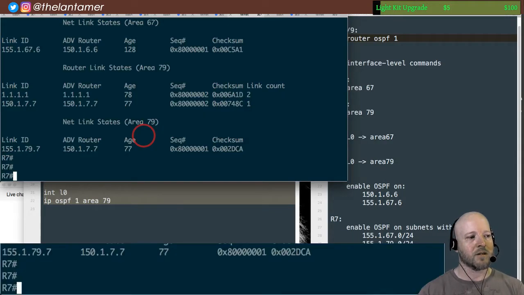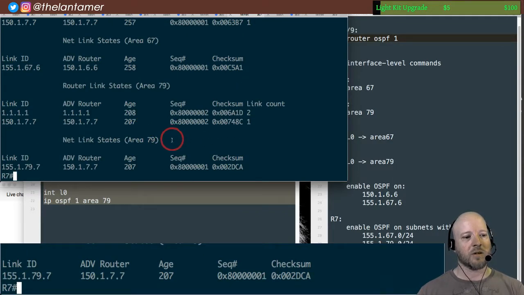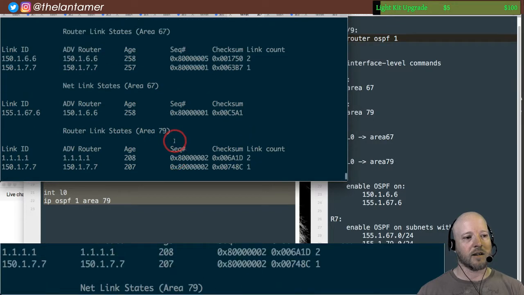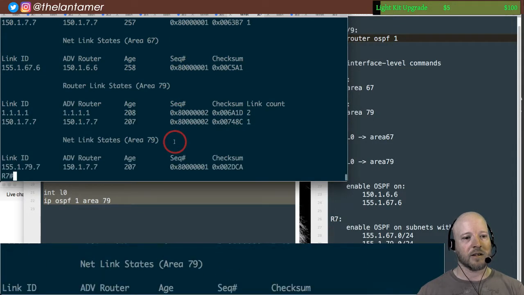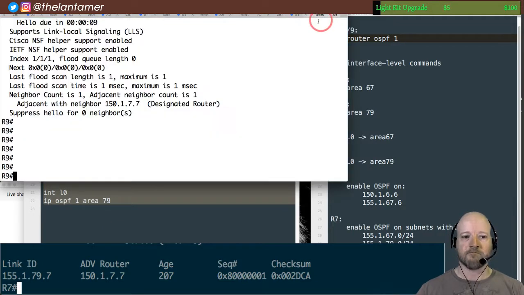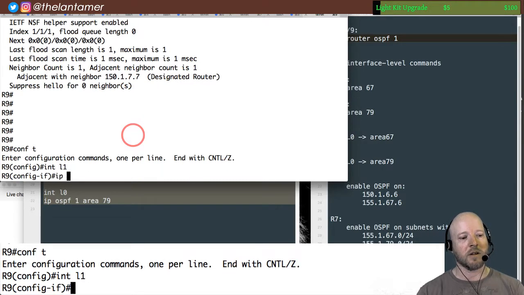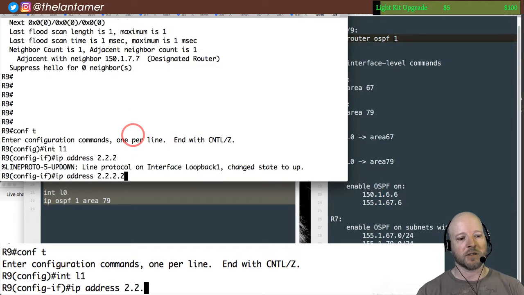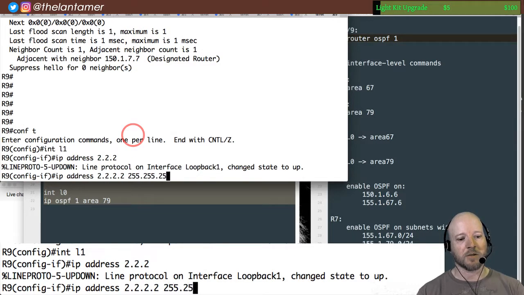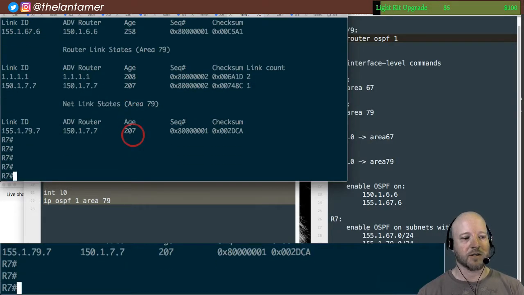How does router 7 know about 150.0 or 150.1.9.9? How does it know how to get there? For example, I could create another interface here, interface L1, IP address 2.2.2.2, 255.255.255.255. Right now, router 7 should not be able to get to it.